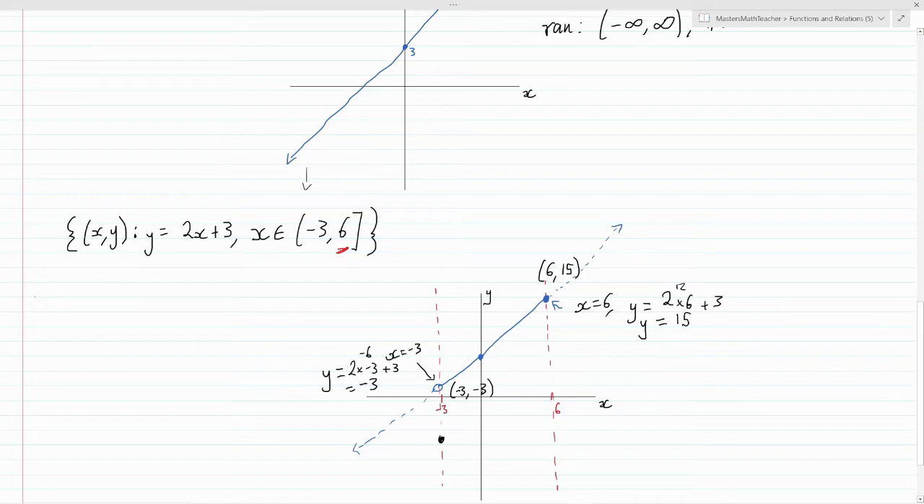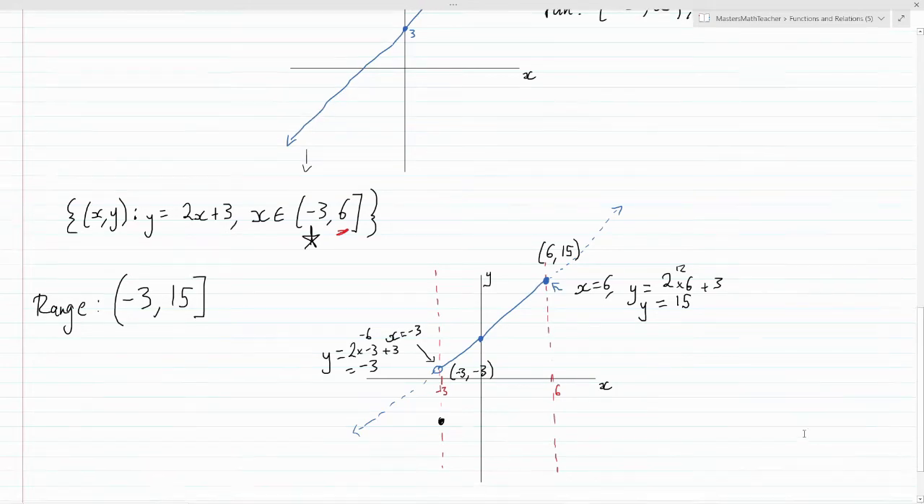So then if I wanted to write the range, my range. So the smallest y value is -3. The biggest y value is at 15. Now I reach 15 because it's a solid dot, so I'm going to put a square bracket. But I don't reach the -3 because it's a hollow dot there. So my range for this relation, given these new restrictions on x, is (-3, 15].